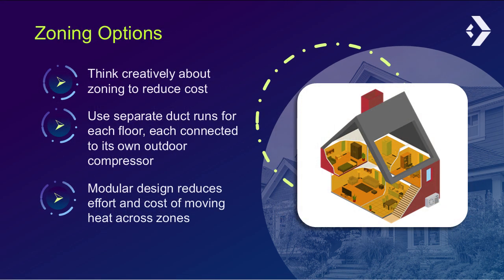Our next creative option to bring down costs is to think through your zoning options. For example, rather than putting in the work to get a duct system to reach multiple floors, set it up with one duct run for each floor, each connected to its own outdoor compressor. Or, if the building has a master bedroom or wing that's rather isolated and difficult to get ducts or refrigerant lines to, set it up with its own system for that zone. Spend less effort and cost moving heat from one place to another, and use modular design principles.